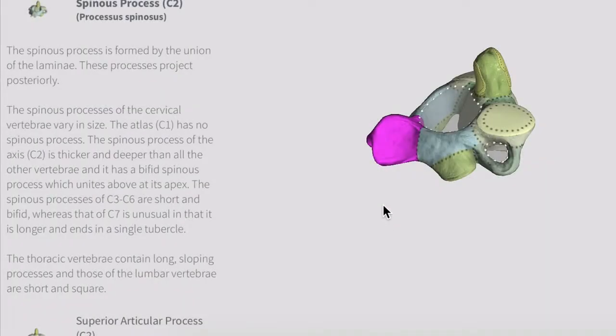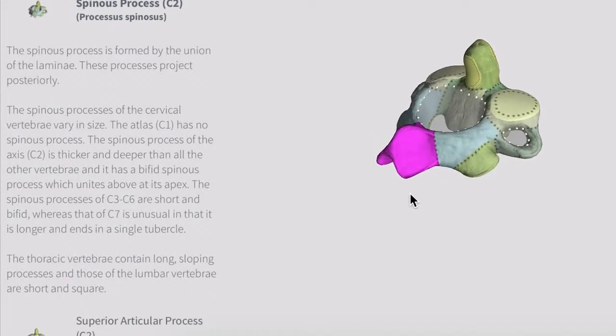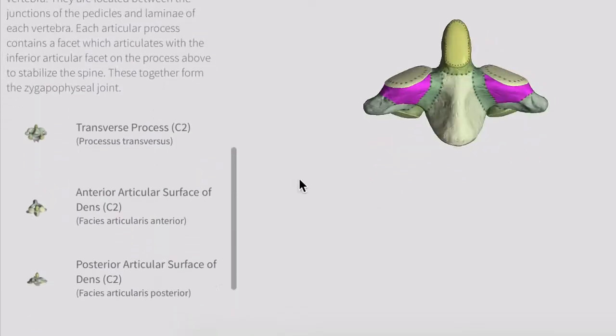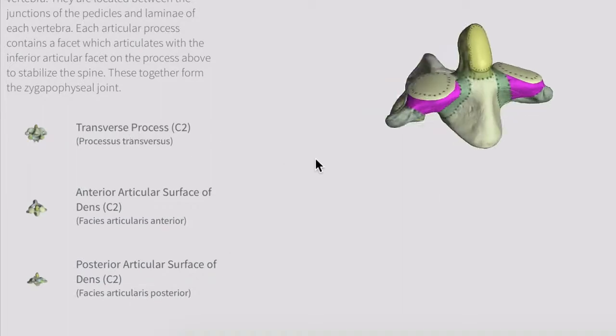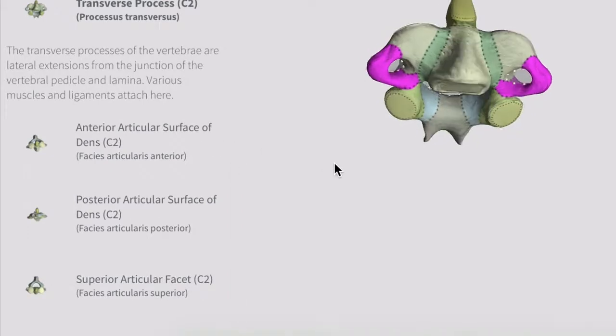Please do make sure you pause the video and learn these things, because I am going at a very, very fast rate since I have to get through all of it in less than 20 minutes. That's the aim. So the transverse process is next. The transverse process is where muscles and ligaments attach.